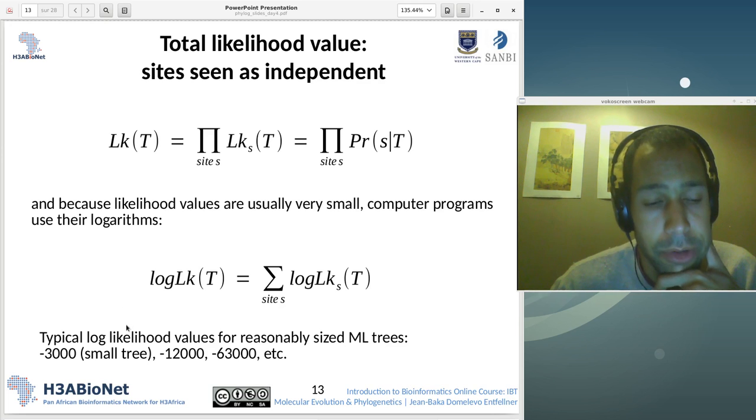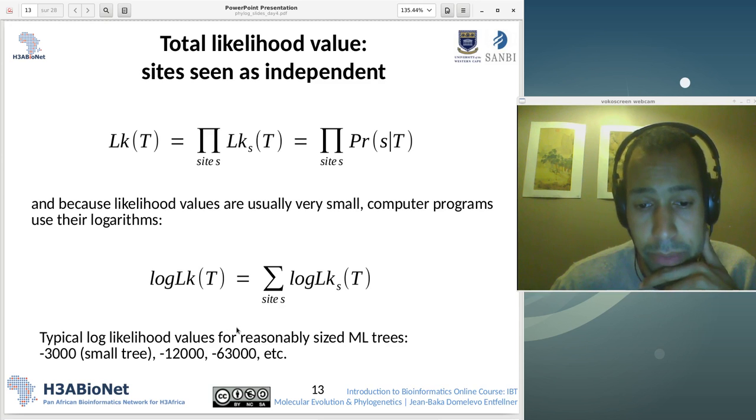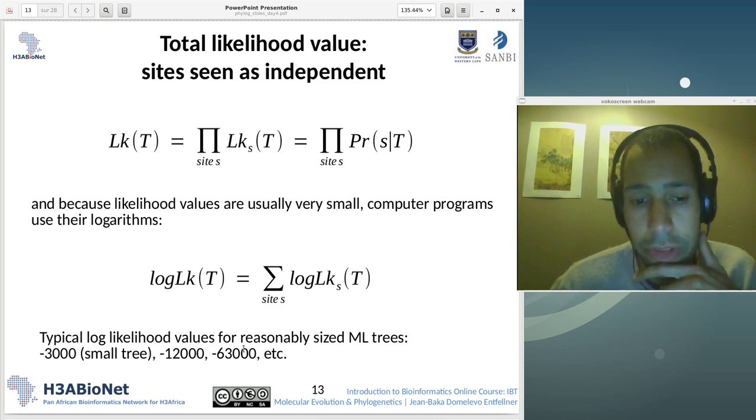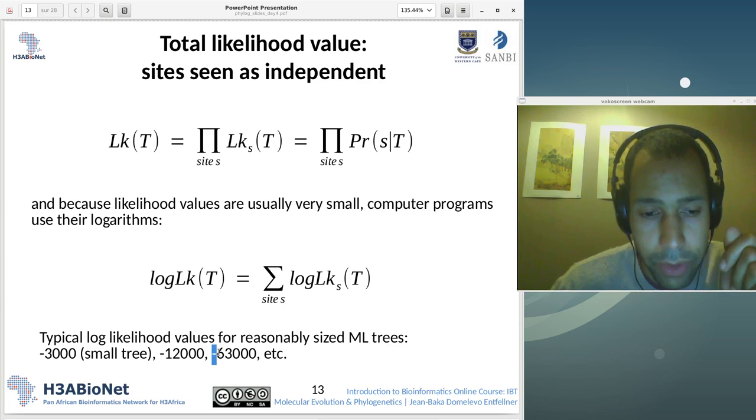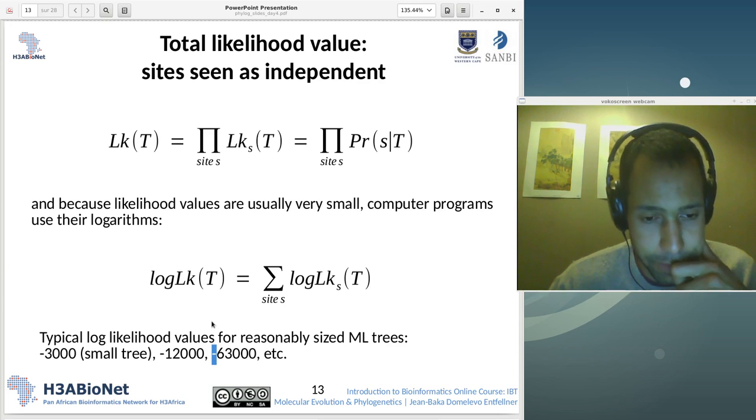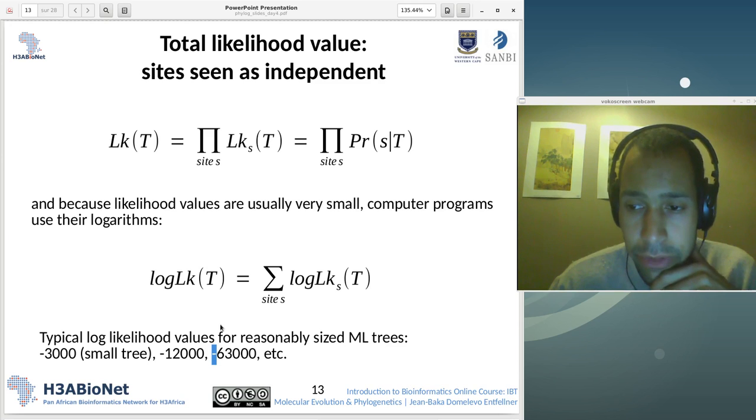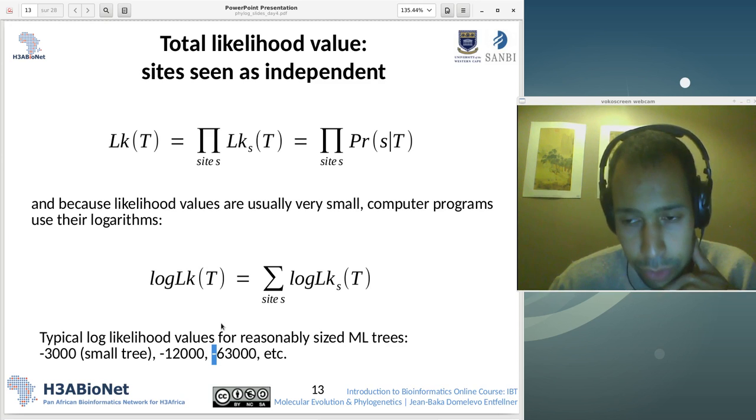So it's typical to see log likelihood values for reasonably sized maximum likelihood trees of negative 3,000, negative 12,000, negative 100,000, etc. Okay, so when you see this negative sign, you mustn't be scared that something went wrong in your analysis or in your calculations, or that you're reporting things wrongly. When you see this negative sign, it means that you're dealing with log likelihoods and not with likelihoods.